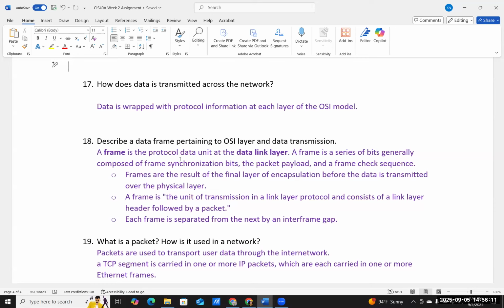So a frame is basically a protocol data unit for the data link layer, or layer 2. It consists of a group of bits that would synchronize. And when we say packet payload, that's data, okay? And so that way it can check the sequence.